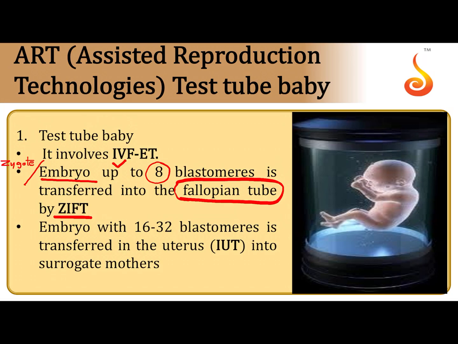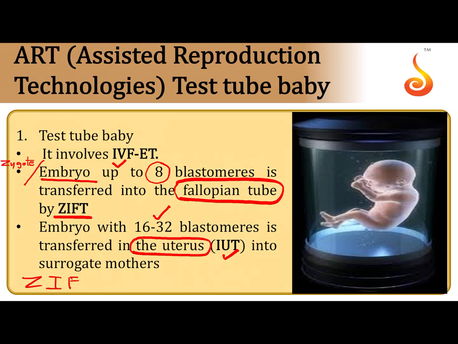What if the embryo has developed into a stage where it has more than 8 blastomeres, where it has 16 to 32 blastomeres? Then what you do is you transfer this embryo not into the fallopian tube of the recipient but directly in the uterus of the recipient. Since it is transferred directly to the uterus, it is referred to as intrauterine transfer.